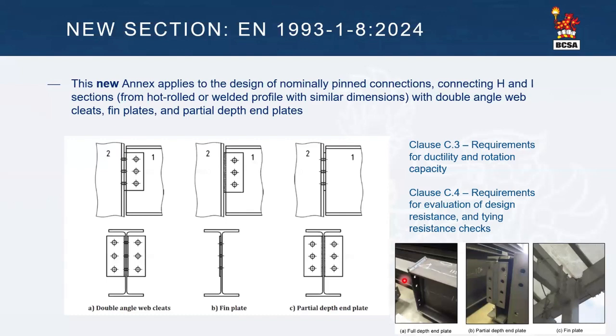In this annex, you have 3 different sets of checks. If the joints satisfy the ductility and rotation capacity requirements, which are relevant, obviously, for nominally pinned joints, evaluation of design resistance of the joint, and the tying resistance to satisfy the robustness requirements.